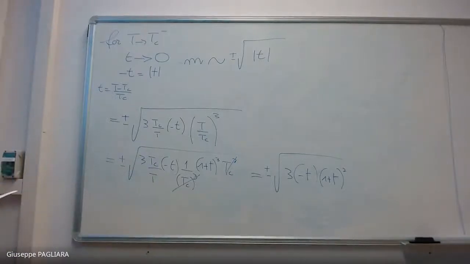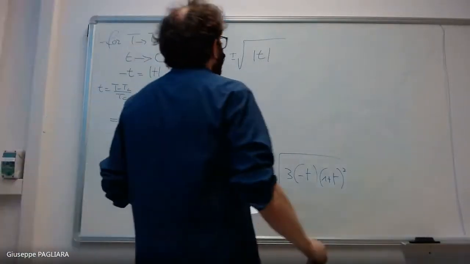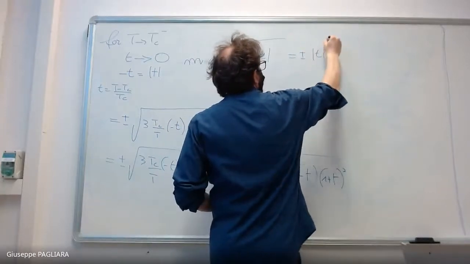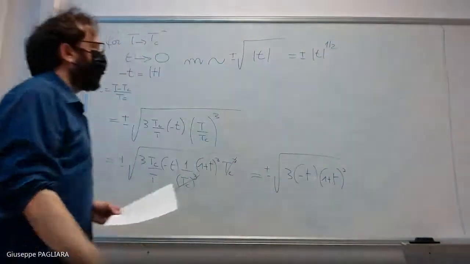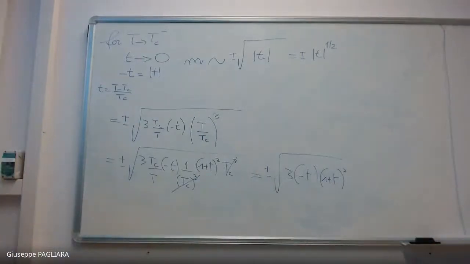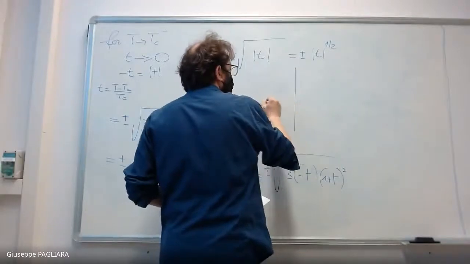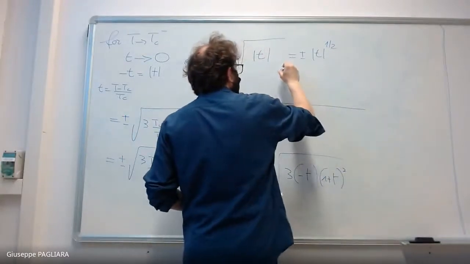Okay? Or if you want, that's fine. Absolute value of t to the 1/2. And if I make a plot now of this quantity, I can make a plot of m versus t.